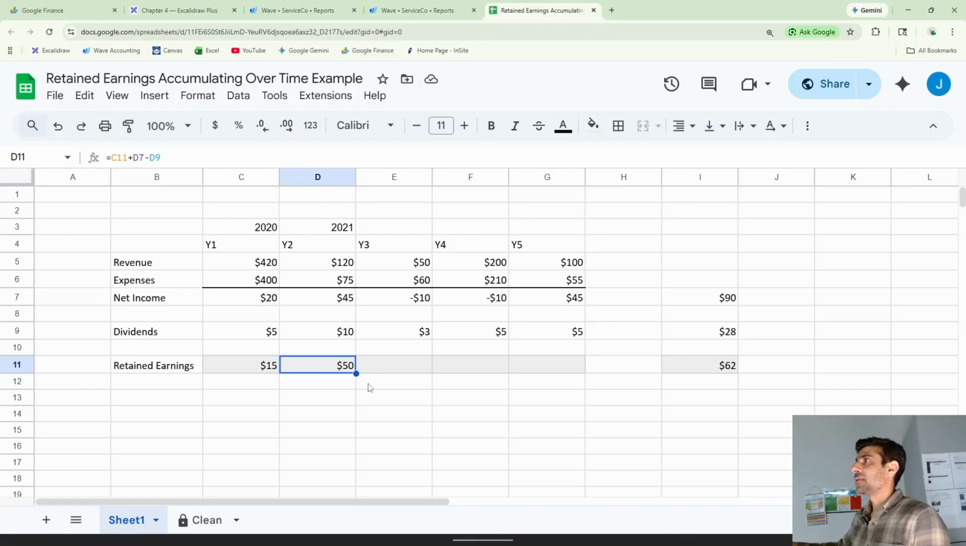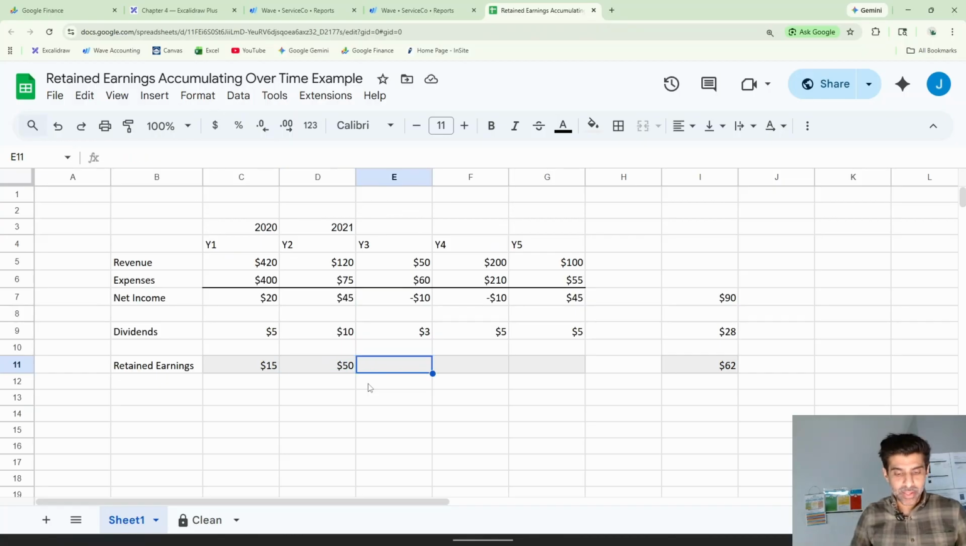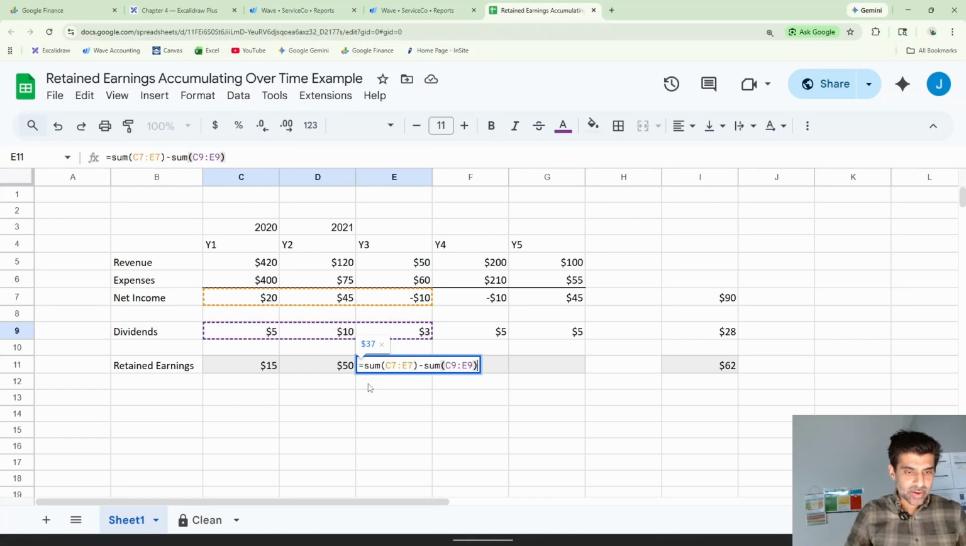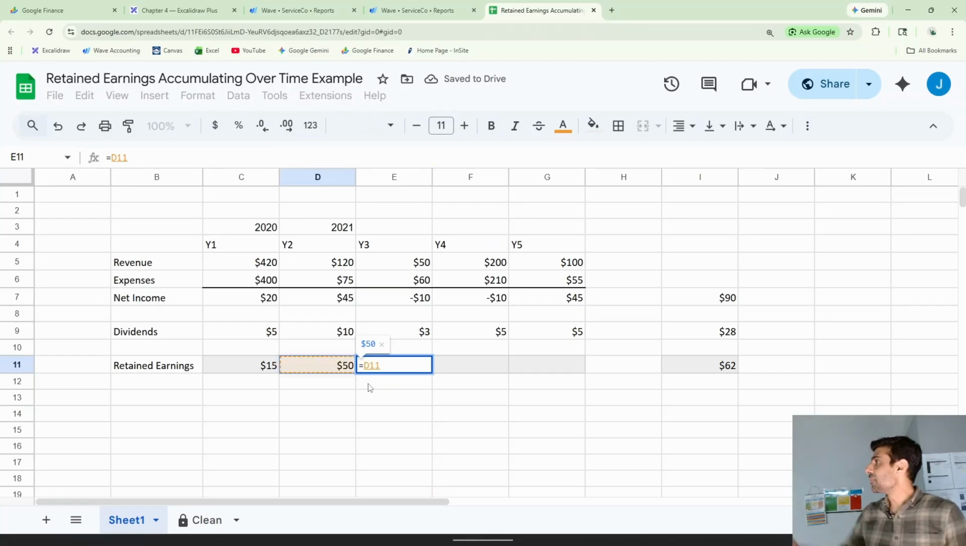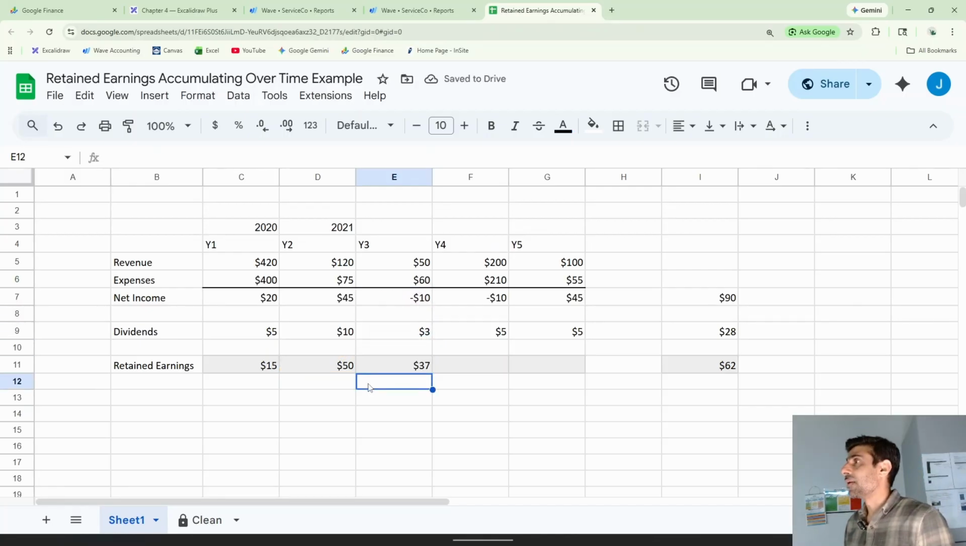That's going to be the balance on our balance sheet to make the balance sheet correct. Now in year 3, we can either do the same thing where we take the sum of the whole history of the business minus the whole dividend history, and we'll get 37, or we can just take the previous year's ending balance plus the net loss in this year. You can see it's a net loss, our revenues were less than our expenses, and we subtract the dividend. We get the same number.